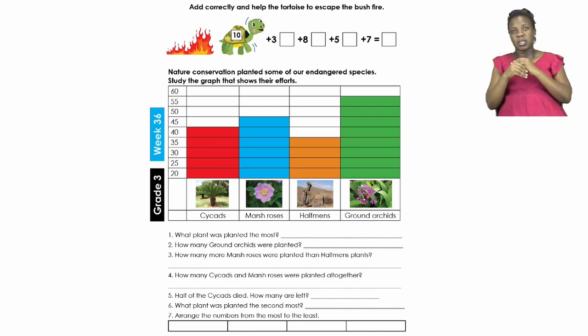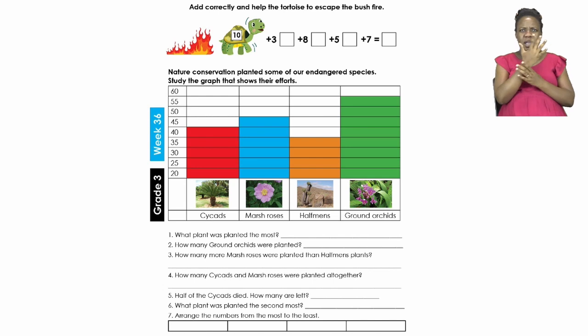Now here it says, nature conservation planted some of our endangered species. Study the graph that shows their efforts. Now let's have a look at the graph. You will see on the left side of the graph, there you have numbers from the number 20 up to the number 60. And at the bottom of the table, there you will see pictures of plants. Now these plants are called endangered species.